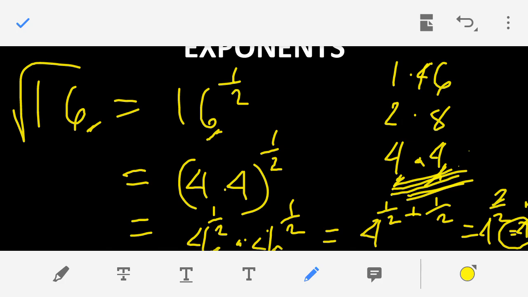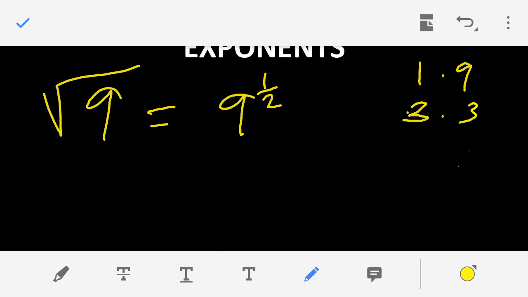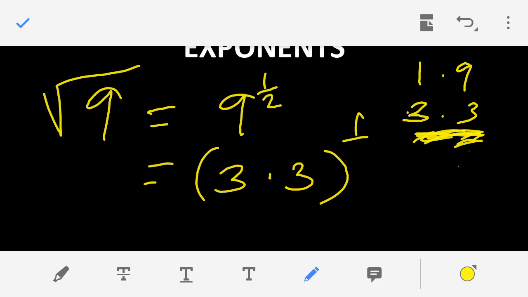Okay, for another example, you have the square root of 9. Then you could write the square root of 9 as 9 to the 1 half. And from here, we can write 9 from its factors. We have 1 times 9, and then 3 times 3. Since what we are looking for are two factors, the same number multiplied by itself, we will use 3 times 3. So (3 times 3) raised to 1 half.